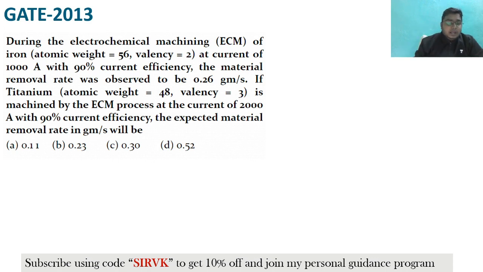What is this question? Again, I'm suggesting please pause the video and try to solve this question, and then try to match your answers with my answer. Now see, this is a question which has been asked in GATE 2013. During the electrochemical machining, that is the ECM, of iron, atomic weight is given as 56, valence is given as 2. At a current of 1000 ampere with 90% current efficiency, the material removal rate was observed to be 0.26 gram per second.